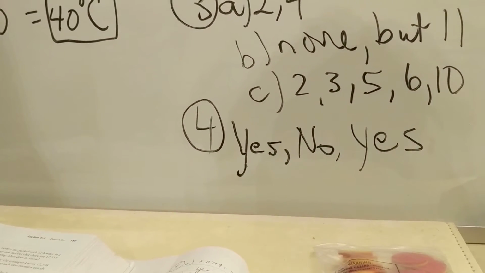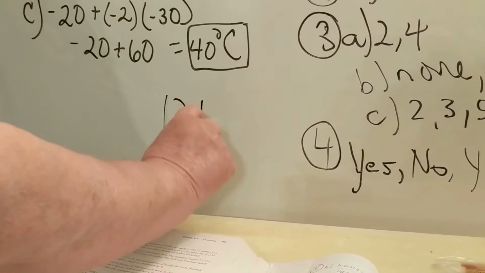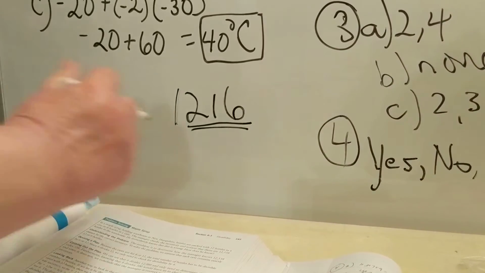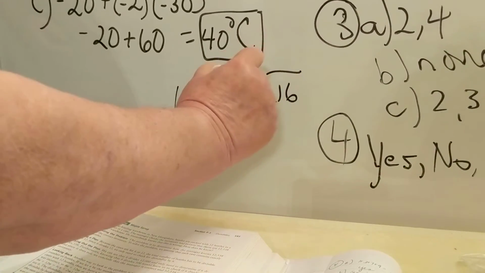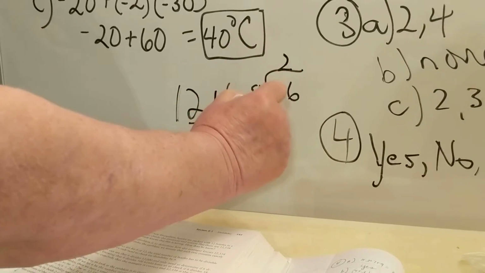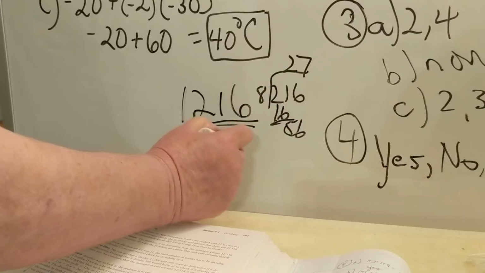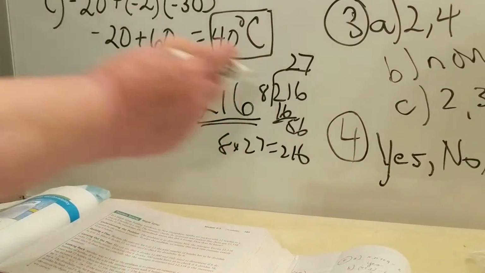All right, but let's see, if you have 1,216 pencils, we want to know if it's divisible by 8. We only have to look at these 3 digits, and 8, yes, divides into 21 twice, and into 56, 7. 8 times 27 gives us 216, so the answer is yes.